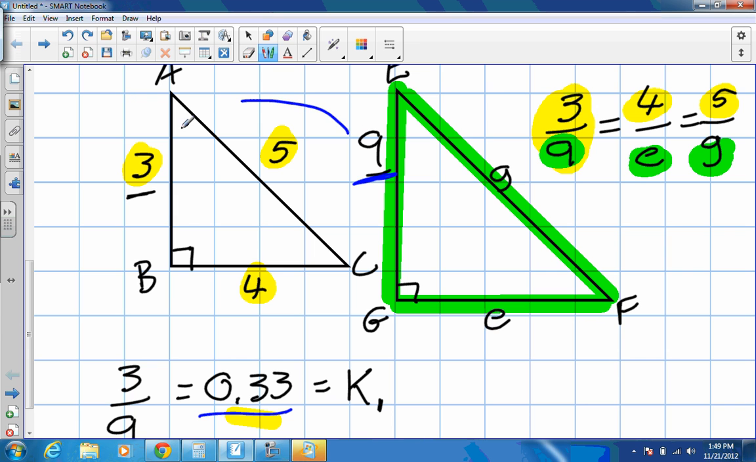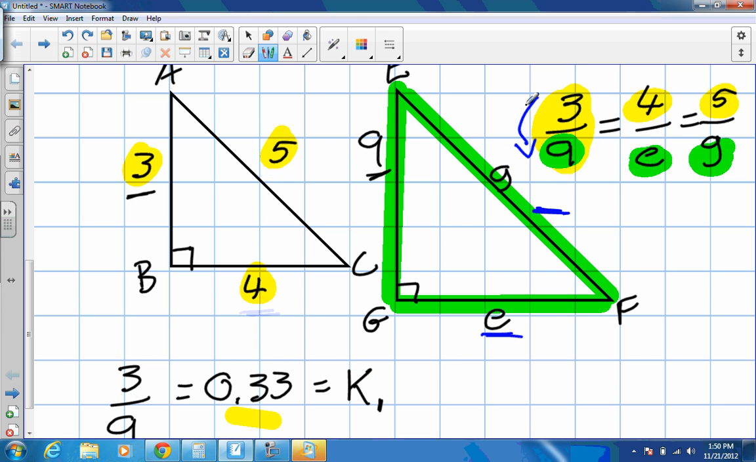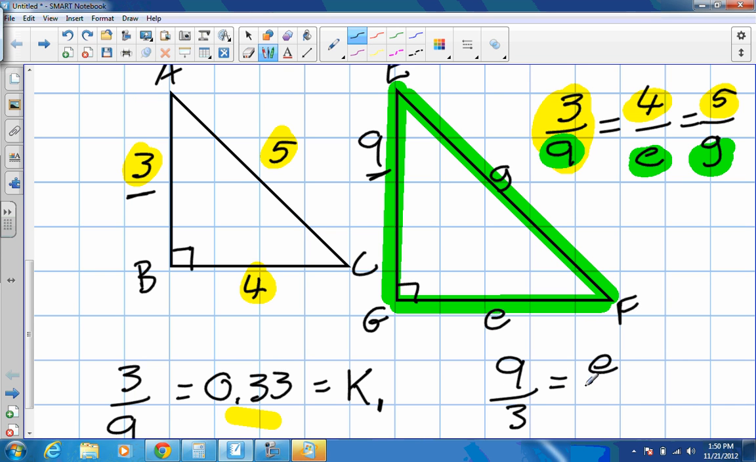So if I had these other two sides, I could use them to multiply to here. But the problem is, I'm not missing sides of the smaller triangle. I'm missing sides of the larger triangle. So I'm going to flip this to give me a different scale factor, and I'm going to show you how the two scale factors relate. This time we're going to put the larger triangle on top. So 9 divided by 3 is equal to E divided by 4, which is equal to G divided by 5.